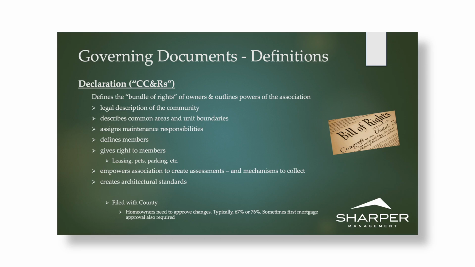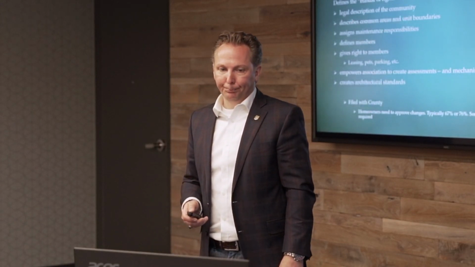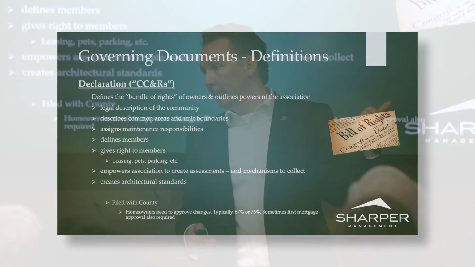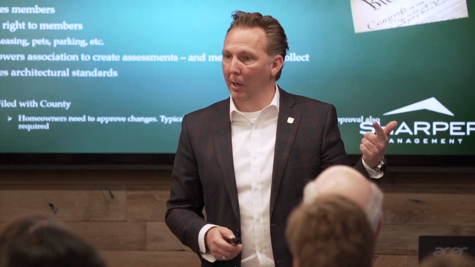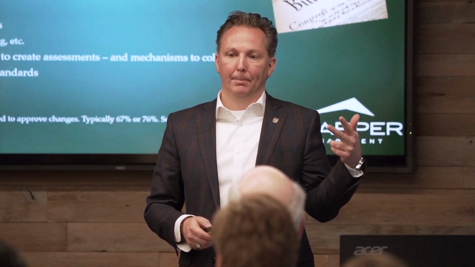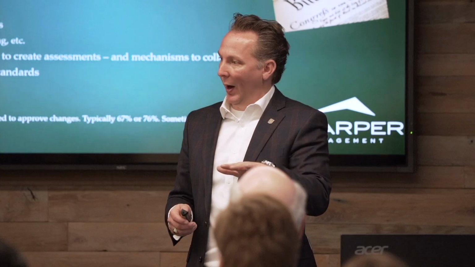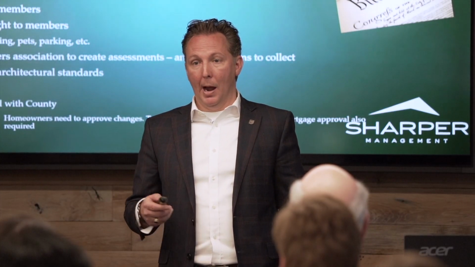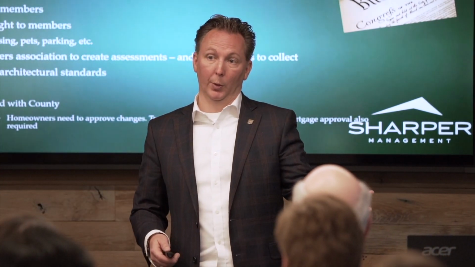It defines who members are, which is pretty straightforward. It's an owner of a lot within the association. But then it gives those members their rights. And some of those rights that are listed in the declaration might be the right to lease their unit, might be the right to have pets, might be the right to use amenities in common areas, right? It lists those rights. It empowers the association to create assessments, which are dues, and how those dues are to be paid. It creates architectural standards, and it usually empowers a board to create additional restrictions that don't conflict with this.